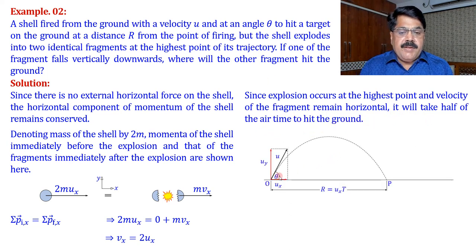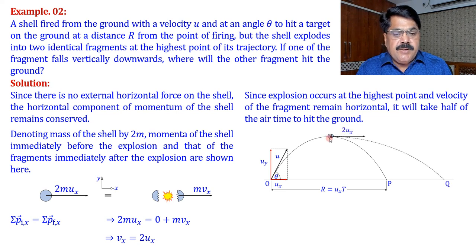So this was the trajectory of the shell if the explosion were not there, but at this point the explosion has taken place in this way. So this fragment will fall straight down, and this fragment has acquired velocity 2ux. So it will not hit here, it will hit somewhat further, because if it had velocity ux, it would hit here, but it will hit further. But where it will hit, we have to find.